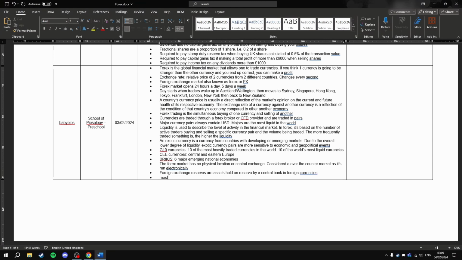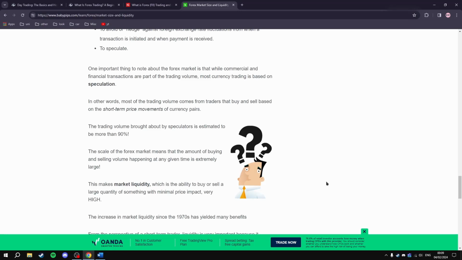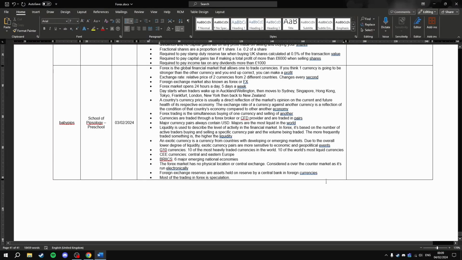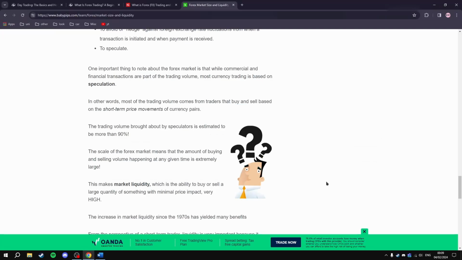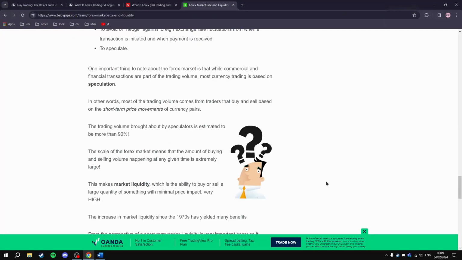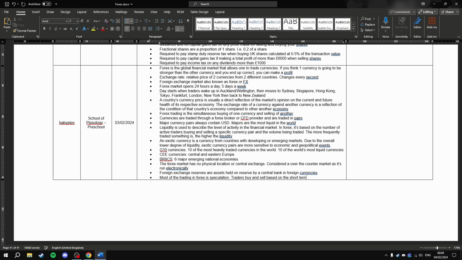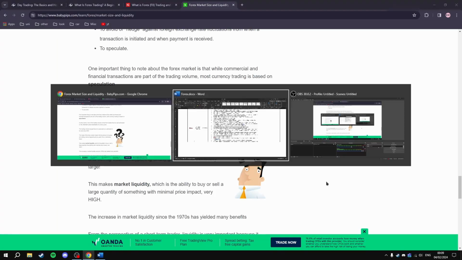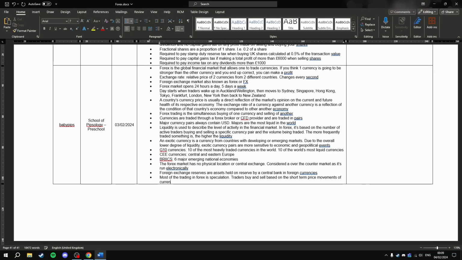So, most of the trading in forex is speculation, so traders buy and sell based on the short-term price movements of currency pairs.